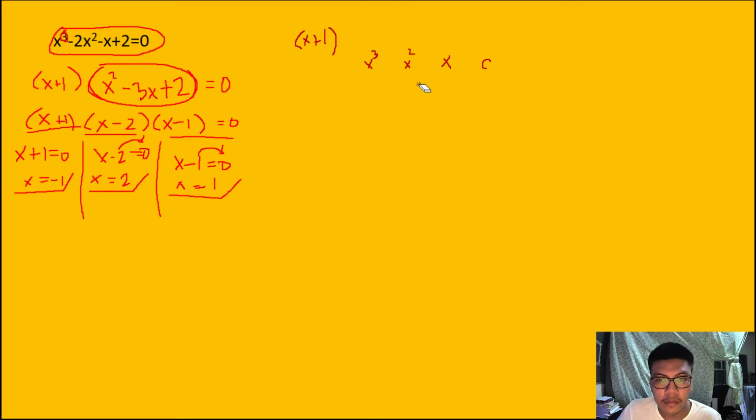So, sulat natin coefficient ng x cubed, that is 1. Then, yung ating x squared, that is negative 2. Then, yung ating x ay negative 1. At yung ating constant ay 2. Tapos, yung gagamitin natin na divisor, yung 1.